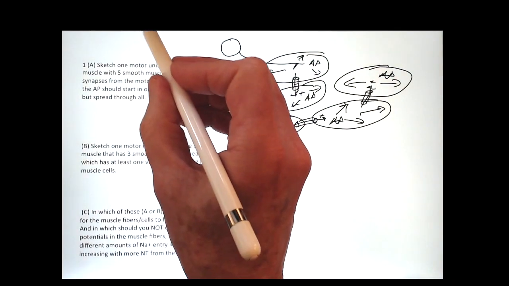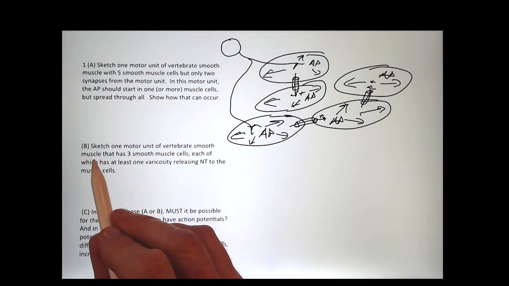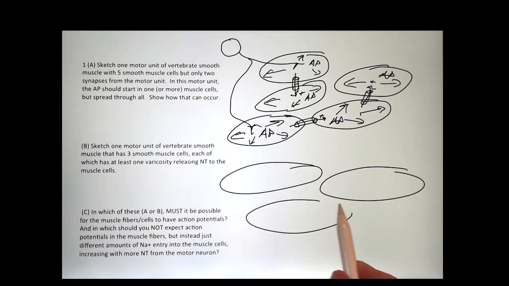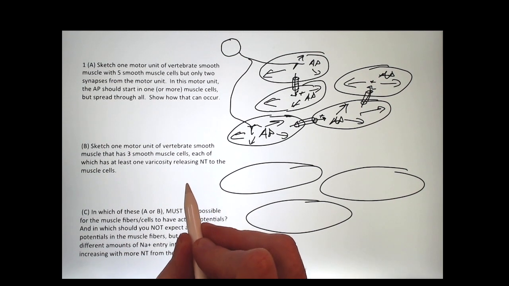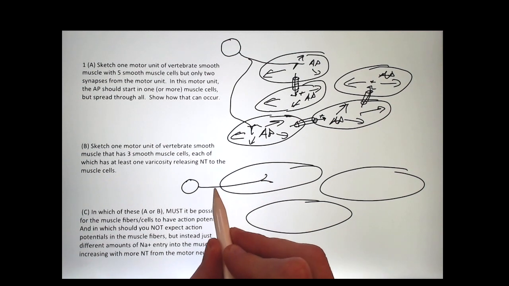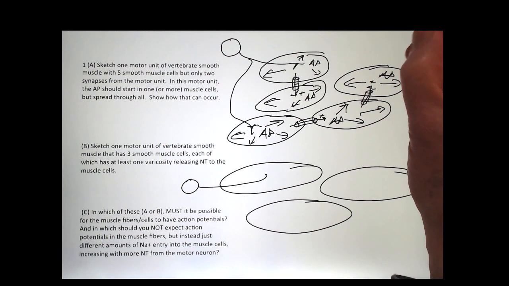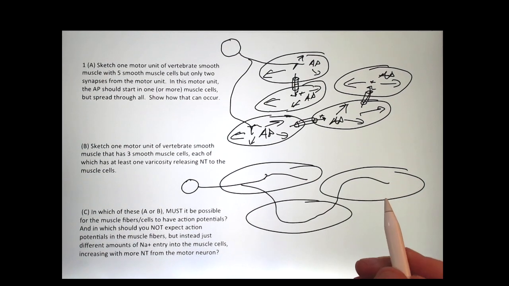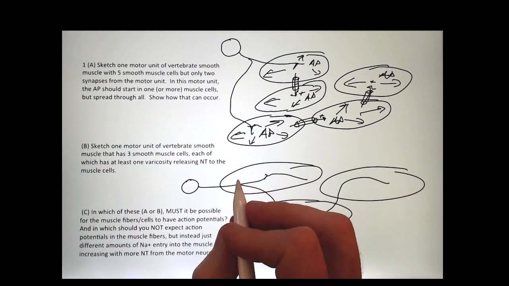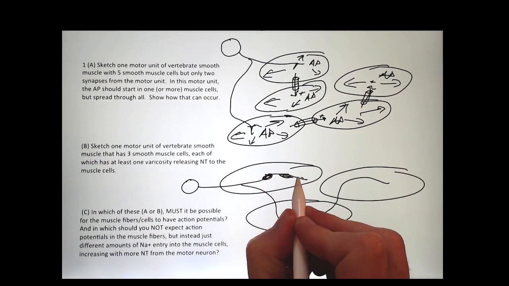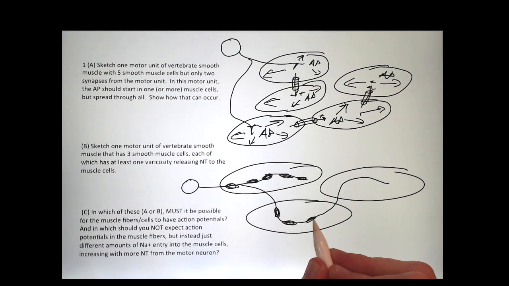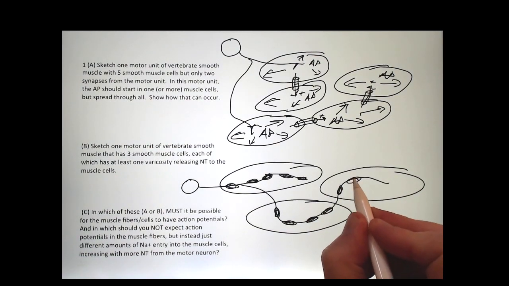Now, the next one wants one motor unit of vertebrate smooth muscle that has 3 smooth muscle cells. So 3 smooth muscle cells, each of which has at least one varicosity releasing neurotransmitter to the muscle cells. In this case, I'm going to want one or more axonal branches to go through the cell, and they're going to be varicosities. Varicosities just referring generically to bumps that show up on the axons.